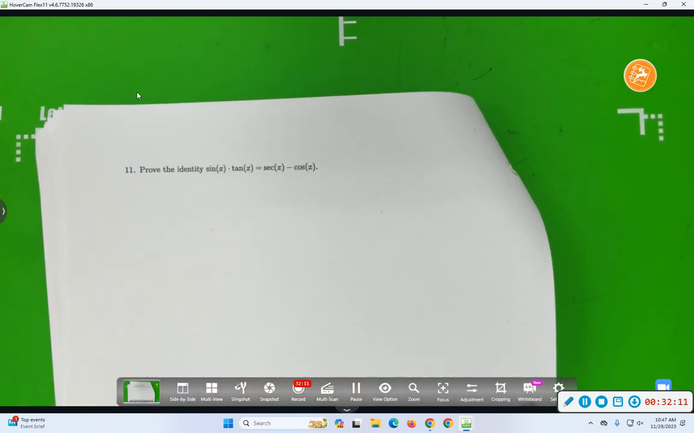Sine times tangent is equal to secant minus cosine. And let's just see what people think. What seems like a good first step if I want to convince myself that that equation is always true?